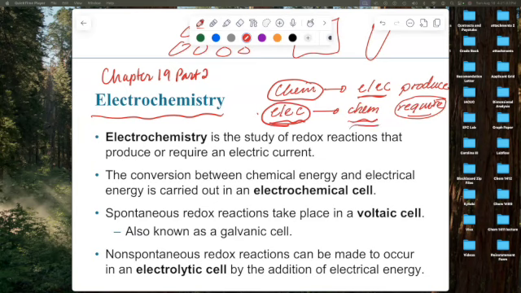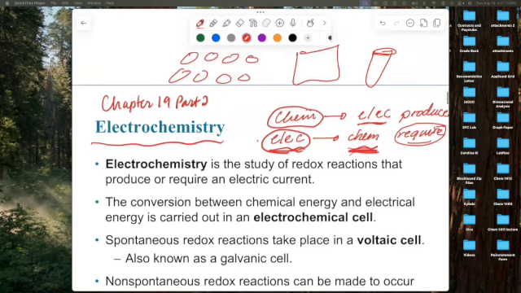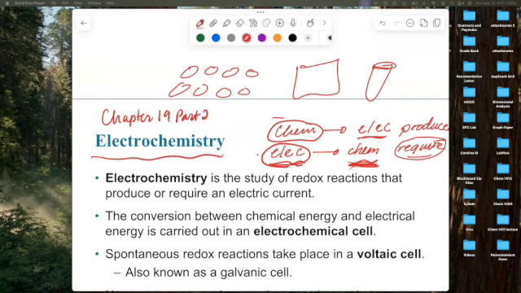So in the forward reaction, you have chemicals releasing or producing electrons. In the reverse reaction, you have electricity facilitating the depositing of chemicals. The forward reaction tends to be spontaneous. I have the term spontaneous here because it doesn't require electrical energy, but in the process, it produces energy.